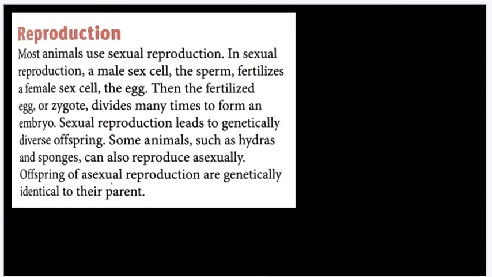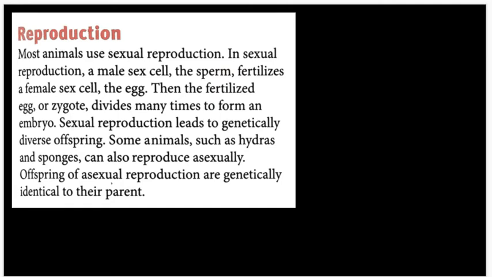Animals also reproduce. So animals can reproduce in different kinds of ways. Sometimes animals need a male and a female cell. So the male cell is called the sperm, and the female cell is called the egg. When they join together, that's called fertilization, and that creates something called a zygote. This divides and creates a larger animal.